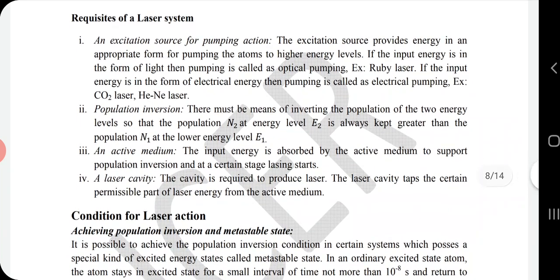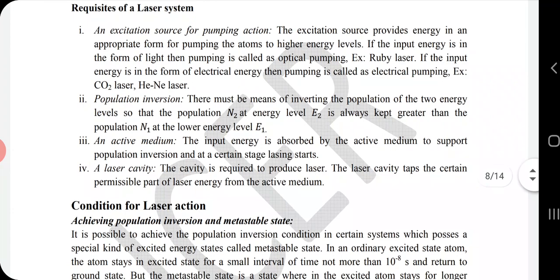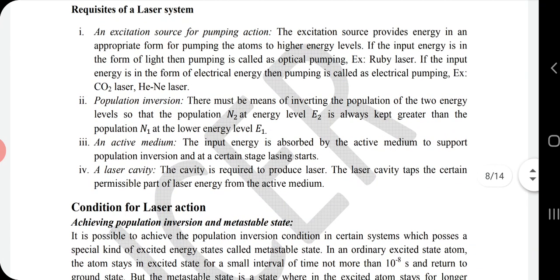There are so many examples. Carbon dioxide laser is there, and helium neon laser is there. These are called gas lasers, in which we use electrical pumping. And ruby laser is a crystal, where we use optical pumping, or light itself is the cause for the pumping.